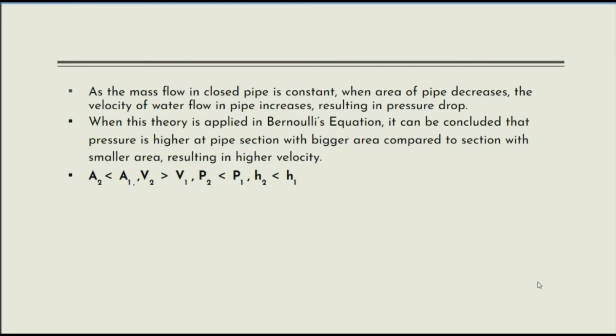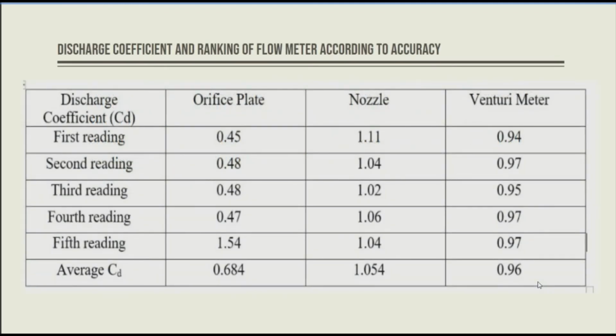To simplify, your A2 is smaller than A1, which causes your velocity 2 to be higher than your velocity 1 due to pressure 2 being lesser than pressure 1. So it can be concluded that your height 2 will be smaller than your height 1. Right? Now we'll be discussing the discharge coefficient and ranking of flow meters according to accuracy.